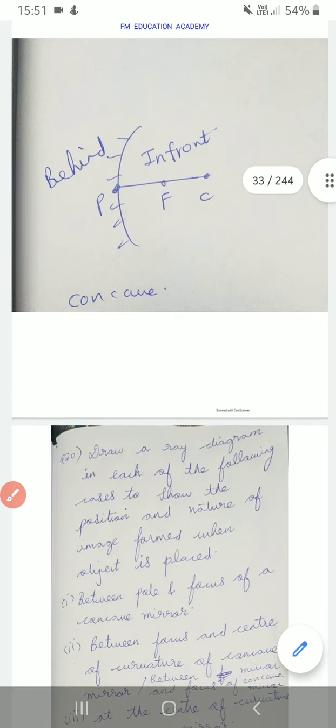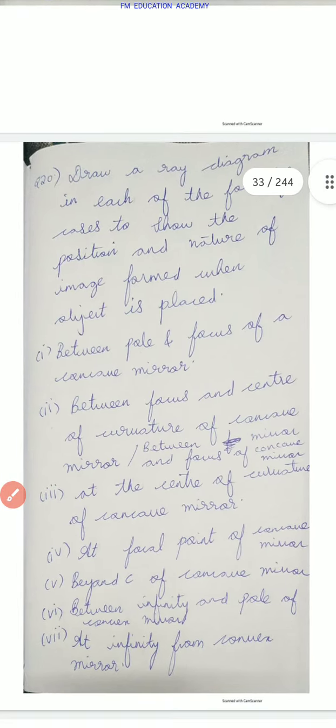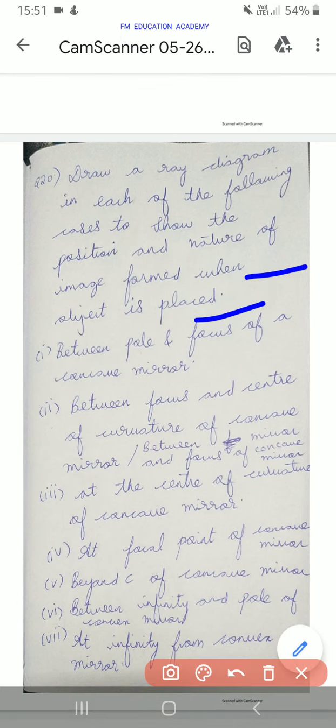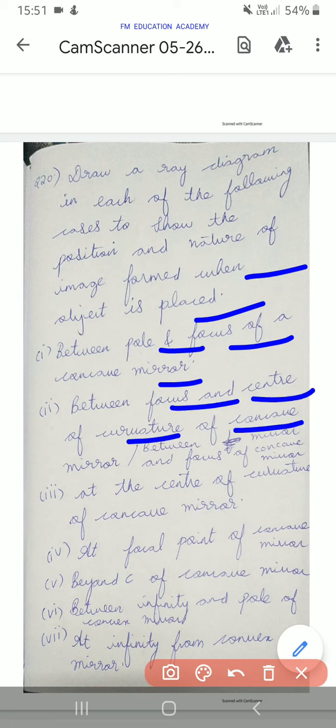this is behind and this is in front. Okay. So next question is, draw a ray diagram in each of the following cases to show the position and nature of image formed when object is placed between pole and focus of concave mirror, between focus and center of curvature of concave mirror, between mirror and focus of concave mirror. See, mirror is nothing but focus only.